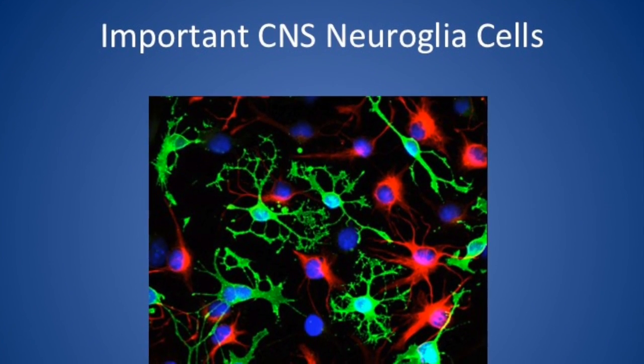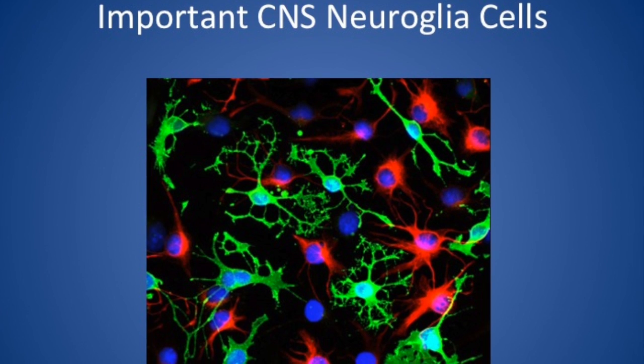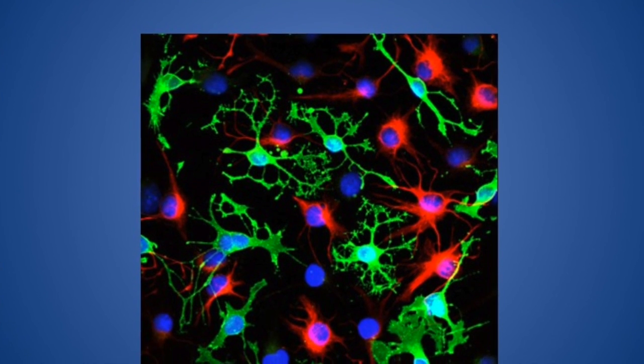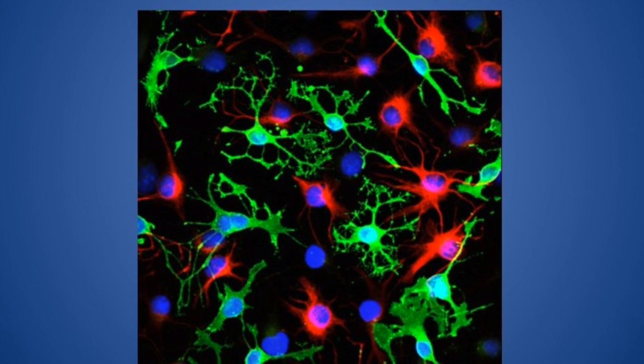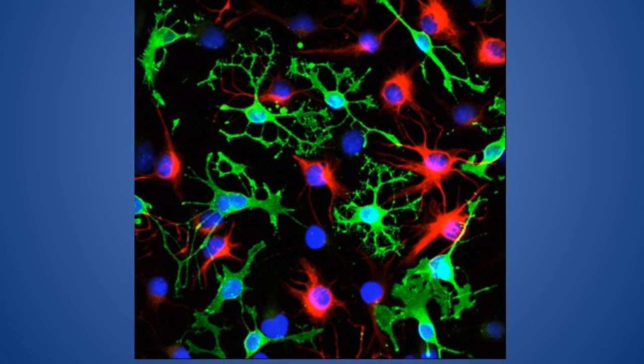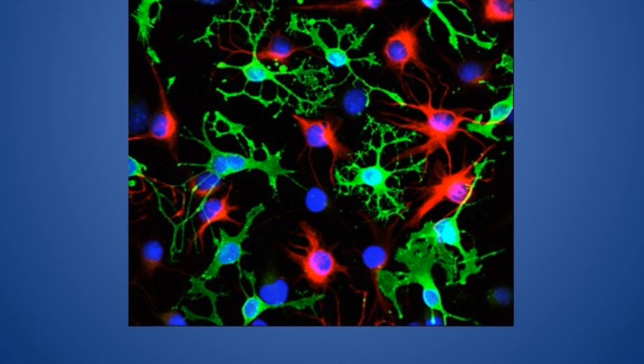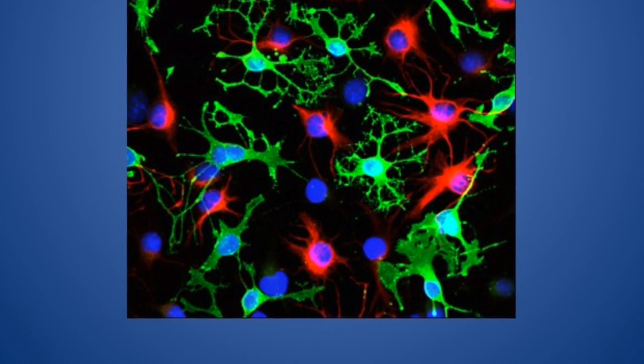Important CNS neuroglia cells include astrocytes, which form the blood-brain barrier, regulate fluid, provide structural support, replace damaged neurons, and assist with development, and oligodendrocytes, which form an insulating layer around a nerve and allow nerve impulses to move more quickly.